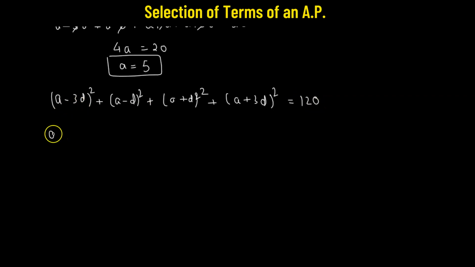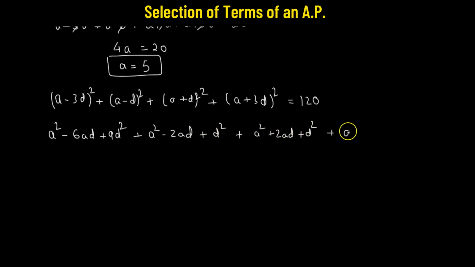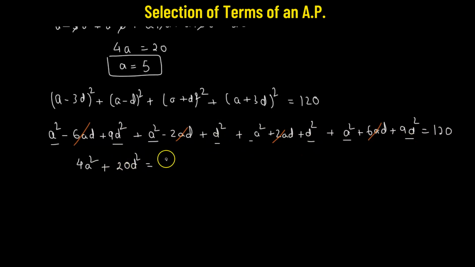Now let's expand it, and this is going to give us a squared minus 6ad plus 9d squared, plus a squared minus 2ad plus d squared, plus a squared plus 2ad plus d squared. And the fourth term will be a squared plus 6ad plus 9d squared, and this value is 120. So here a couple of terms get cancelled out. Negative 6ad and positive 6ad, positive 2ad and negative 2ad get cancelled out. So we have a squared repeating 4 times, so we have 4a squared, and here we have 9d squared twice, so that becomes 18d squared. This is added to d squared plus d squared, that becomes 20d squared. So this value equals 120.